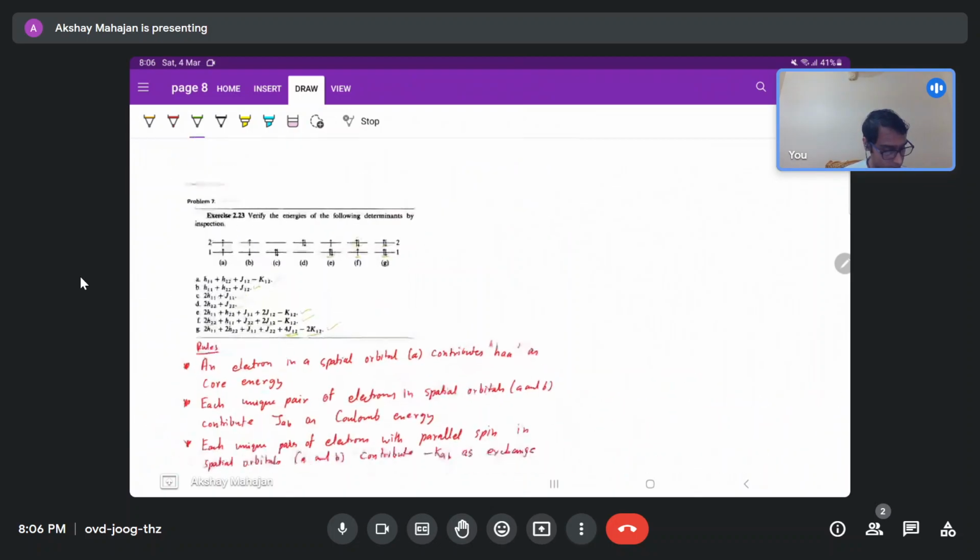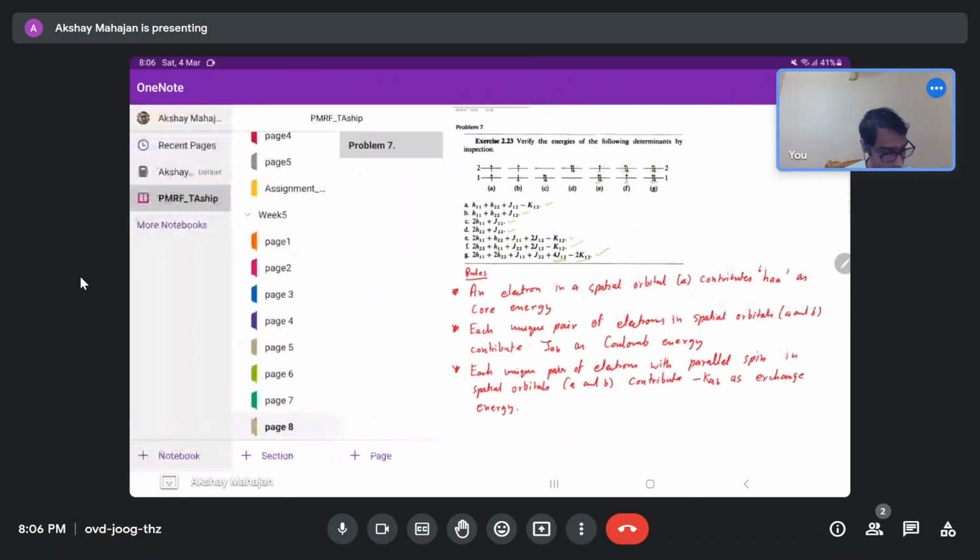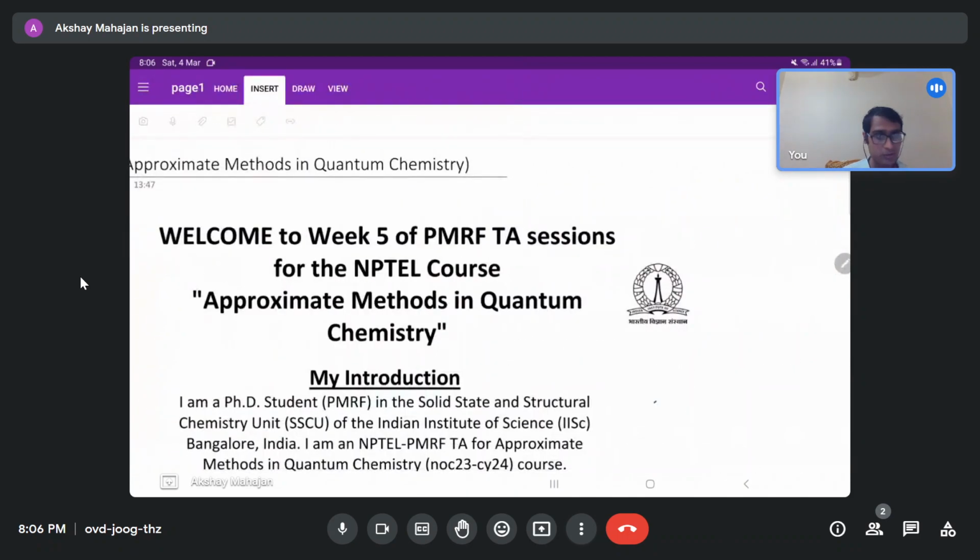So using these 3 rules, we can easily solve these kinds of problems. So that's all the problems for today.